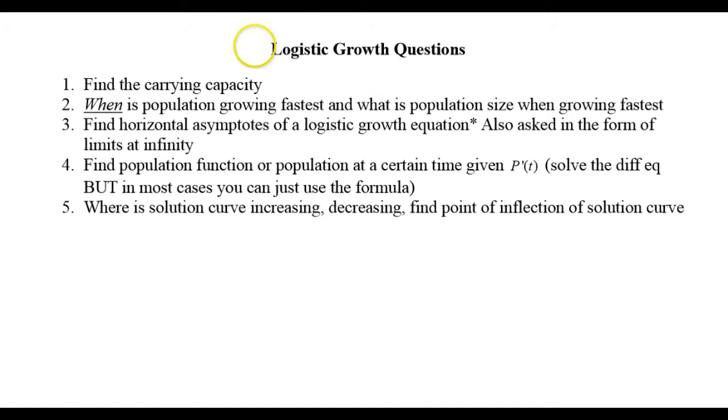logistic growth. So the first one we could be asked is to find the carrying capacity. We could be asked, when is the population growing the fastest? And what is the population size when the population is growing the fastest? Find all horizontal asymptotes of a logistic growth equation. And this could also be asked in the form of limits at infinity. We could be asked to find the population function, or the population at a certain time given P prime of t, or given a differential equation.